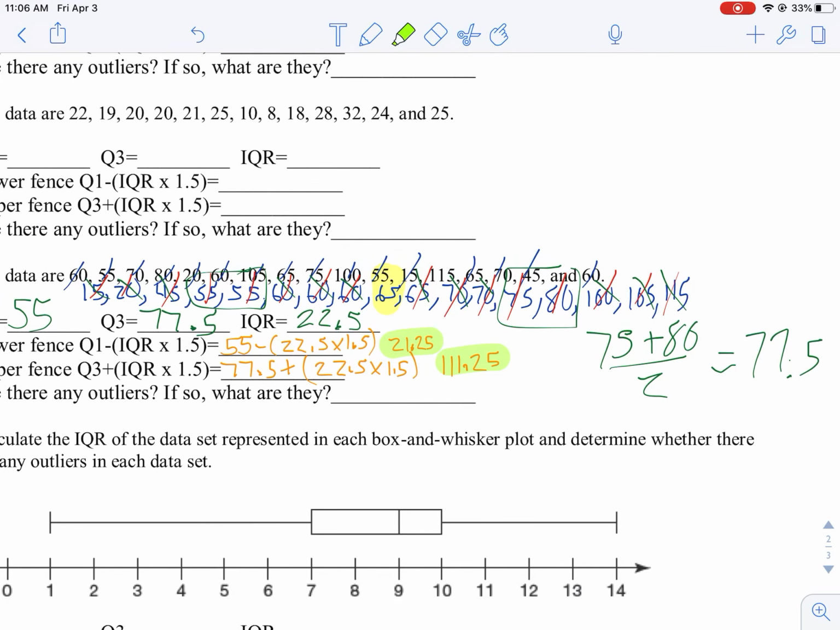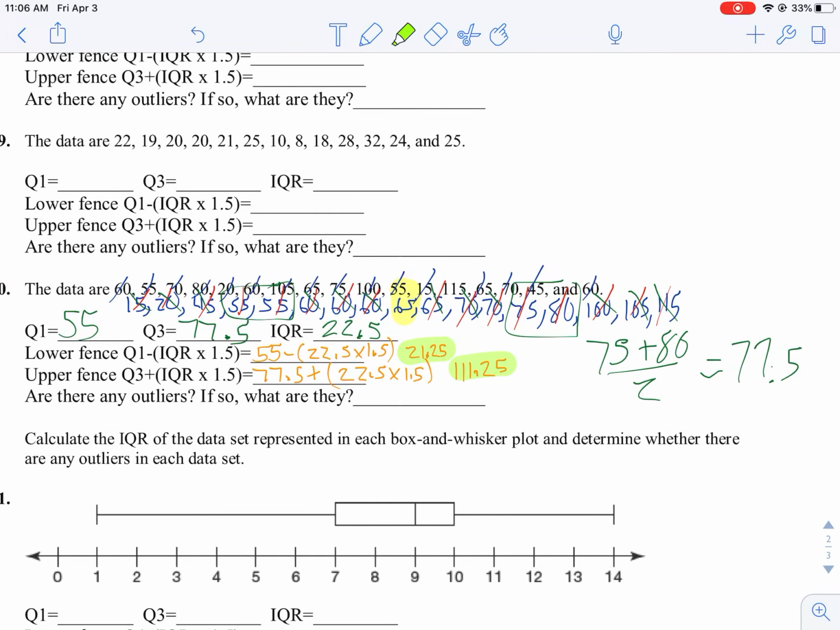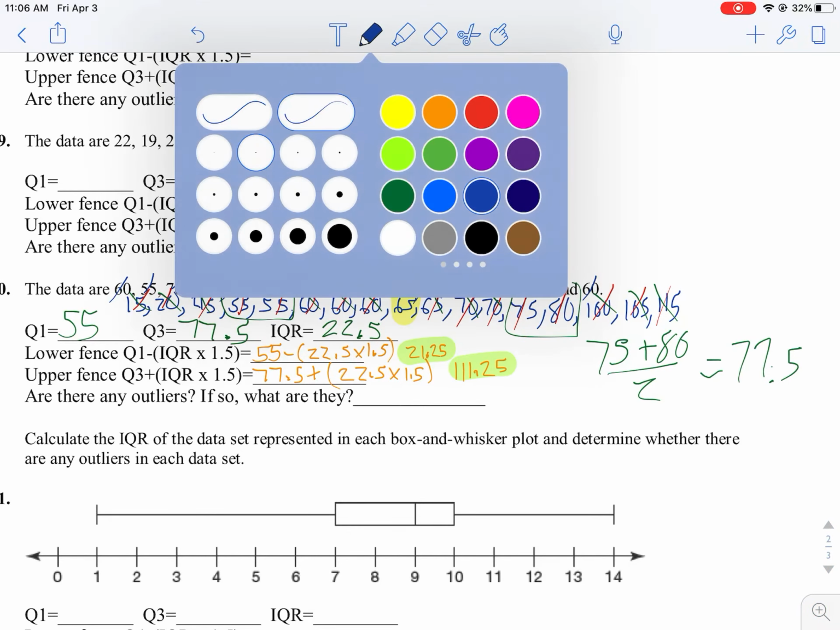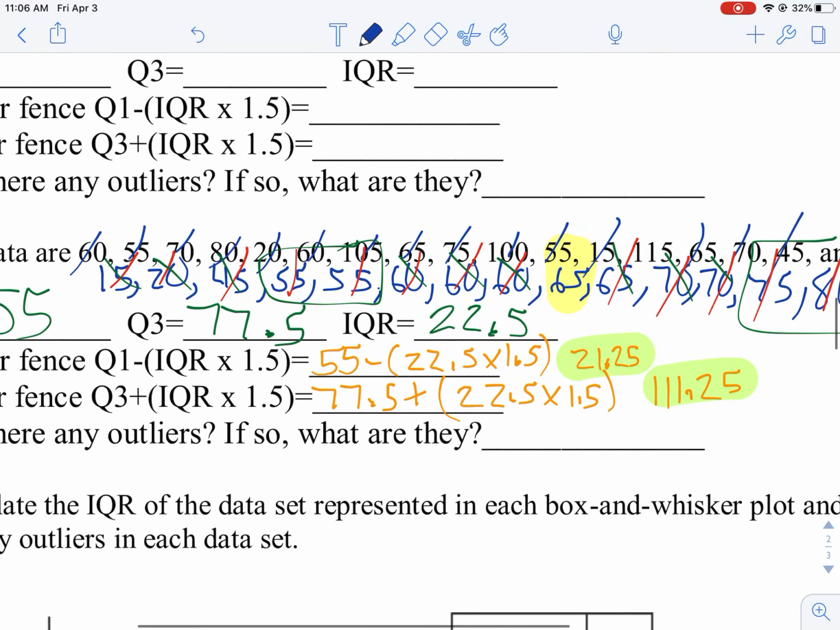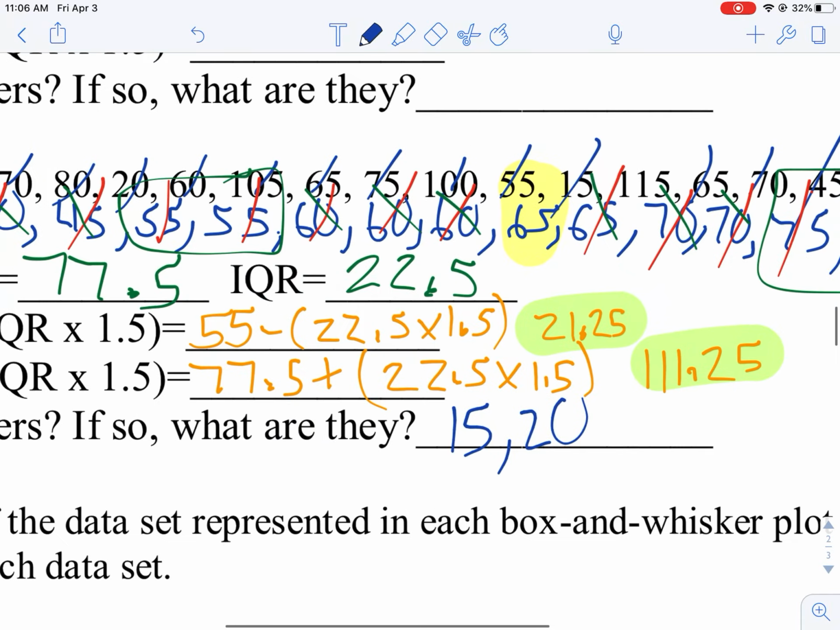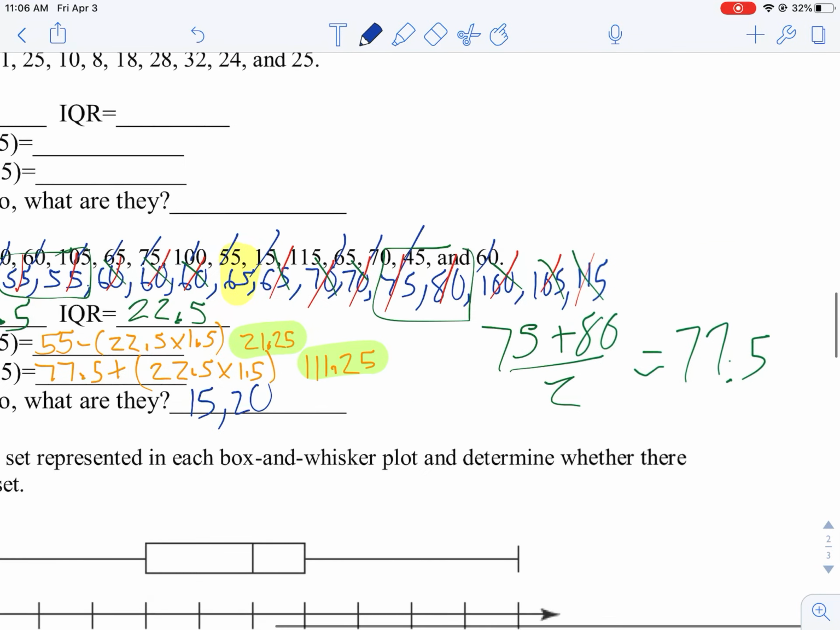So now, if I take a look, do I have outliers? Absolutely I do. I absolutely have outliers. In fact, I even said we can have more than one here. So do we have any numbers less than 21.25? We do. We actually have 15 and 20 are less than that. We also have a number greater than 111.25. That's the 115. So these three data points would all be thrown out. Okay?